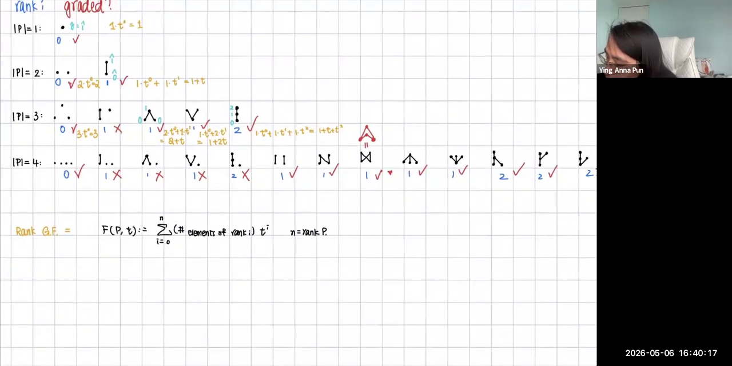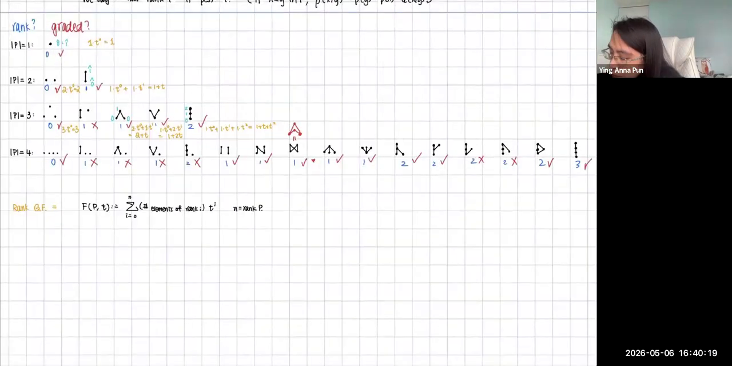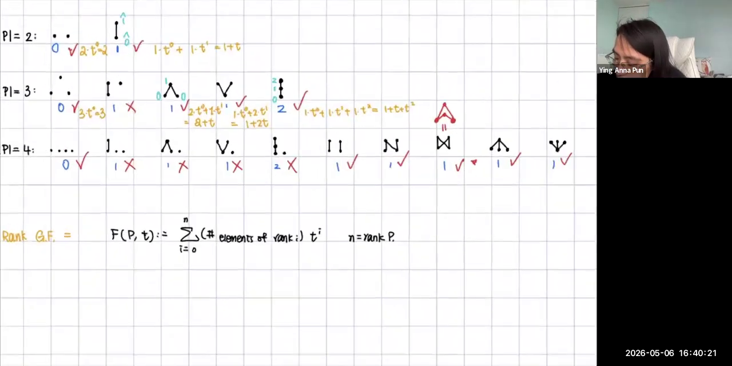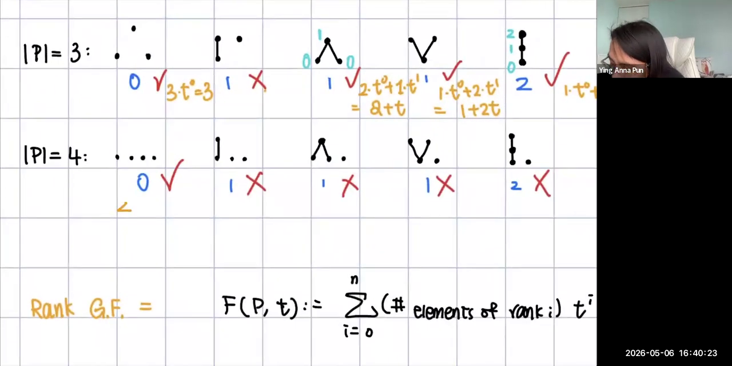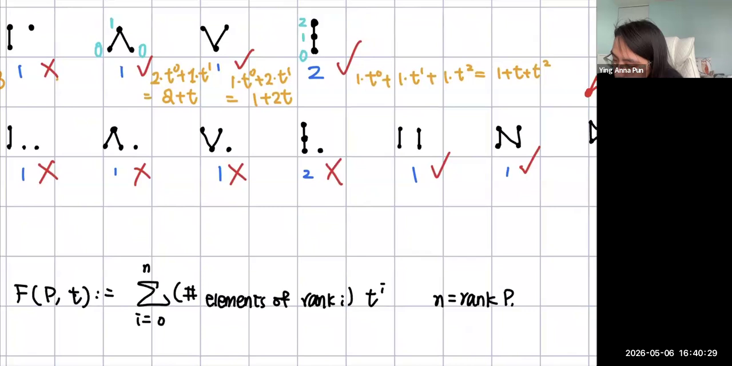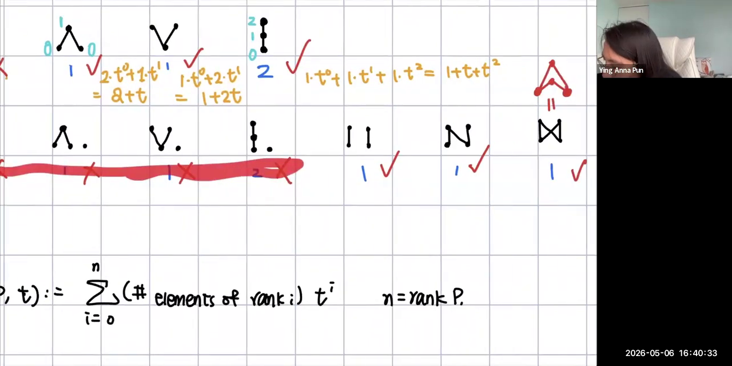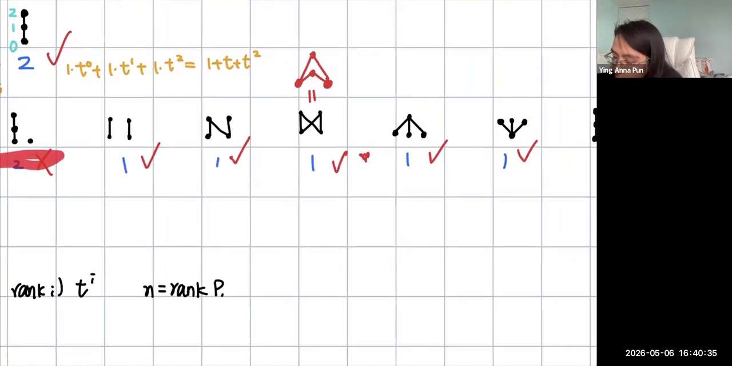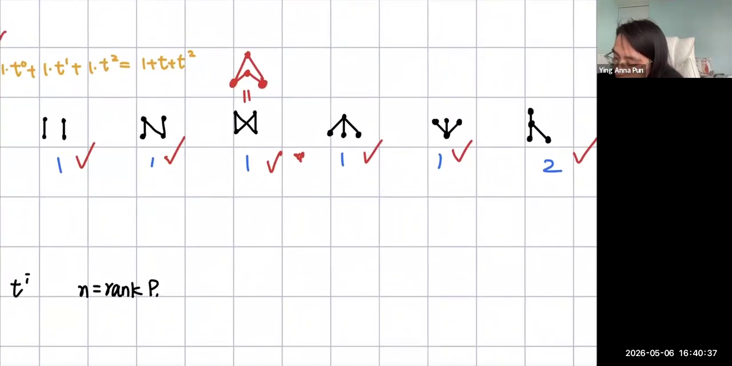Okay, so let's do the p equals 4. Here you have 4 things with rank 0, so you have 4 here, and then all these 3s are not graded, so these 4 are not graded, so I cannot do it. And then now let's see these guys.